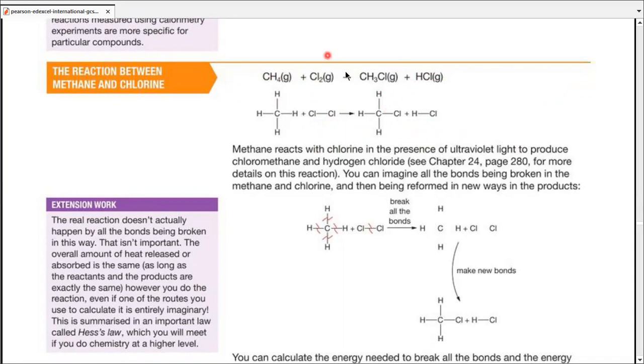Now, let's understand the structures first. Methane is a simple molecule with carbon in the center and 4 hydrogen atoms surrounding it. Chlorine is a pretty simple molecule. We have discussed it before. CH3Cl has carbon in the center. It has 3 hydrogen, but 1 chlorine atom around it. And finally, HCl. This reaction requires ultraviolet light to proceed. This reaction happens in the presence of light.